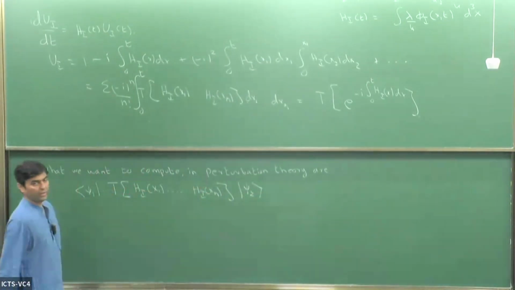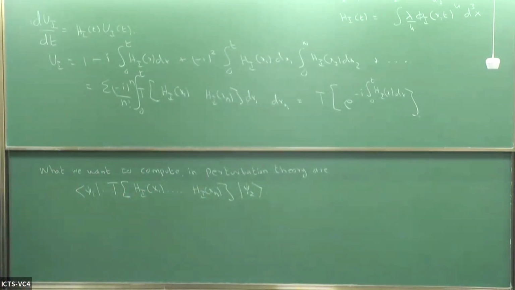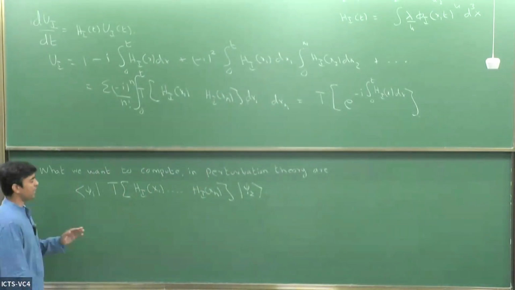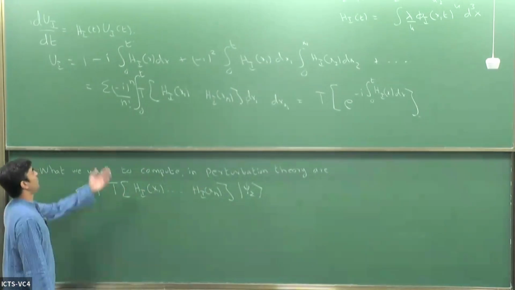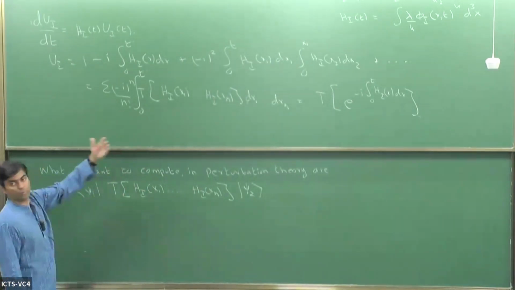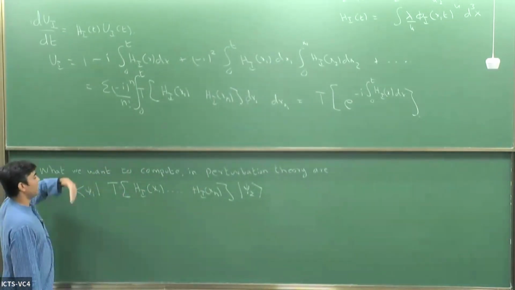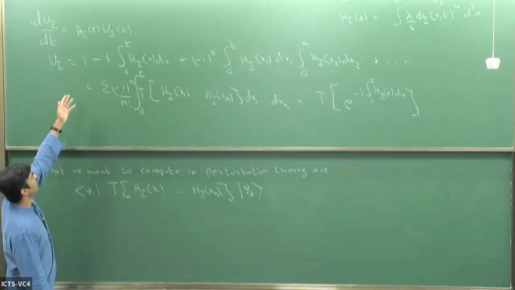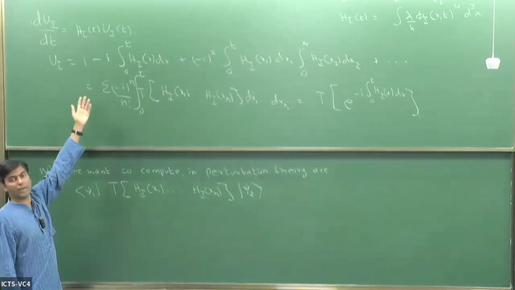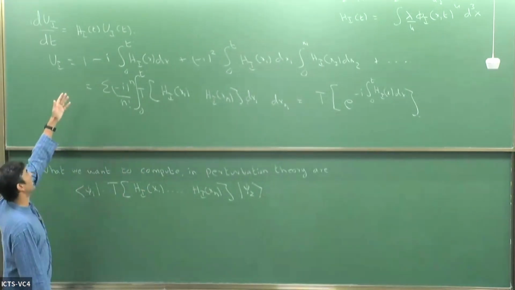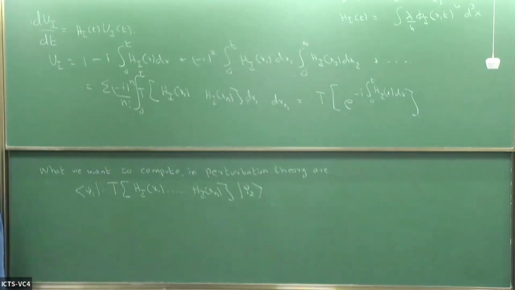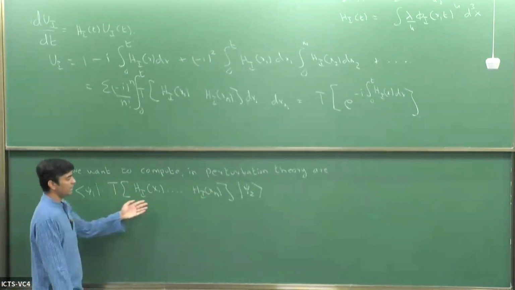So this is the main object that we want to compute in perturbation theory. Why? Because once we can compute the matrix elements of this object, then we can sum them up and compute the matrix elements of that time-ordered U_I. And once we have U_I, we know everything about the theory. So this is the main thing that we want to compute.